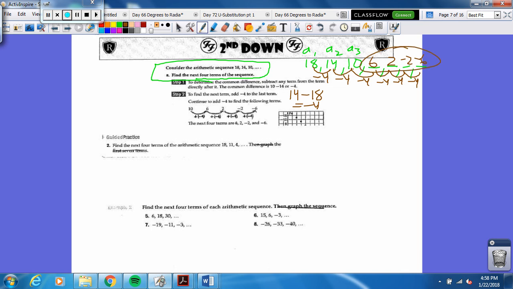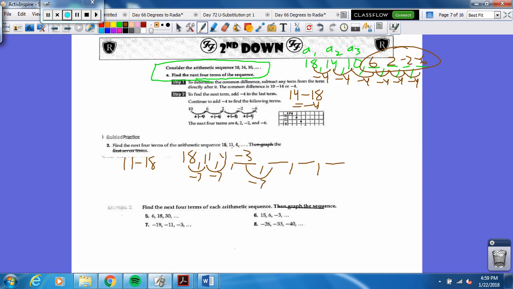Got it. Okay. So let's try this one. 18, 11, 4. I need the next 4 terms. So this is A1, A2, A3. What's it going to be? Well, what's happening here? What is the common difference? Well, no problem. It's 11 minus 18, if you want to do it that way, or you can just see it, that's subtract 7. Subtract 7, so I'm adding negative 7. So keep subtracting 7, or adding negative 7, and what do we have? Negative 3.